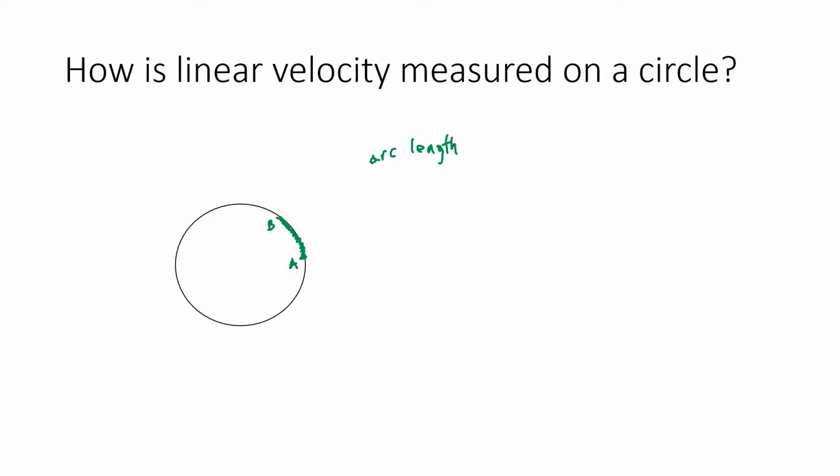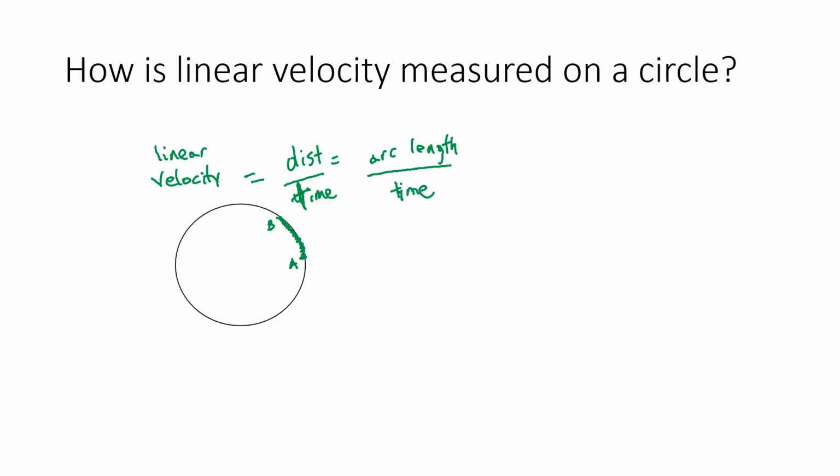So how would we measure linear velocity on a circle then? Well, just as before, we would take the distance, this time we're calling the distance the arc length, and we would divide that arc length by the time that it took us to do that, and this would give us the velocity. In other words, our linear velocity.